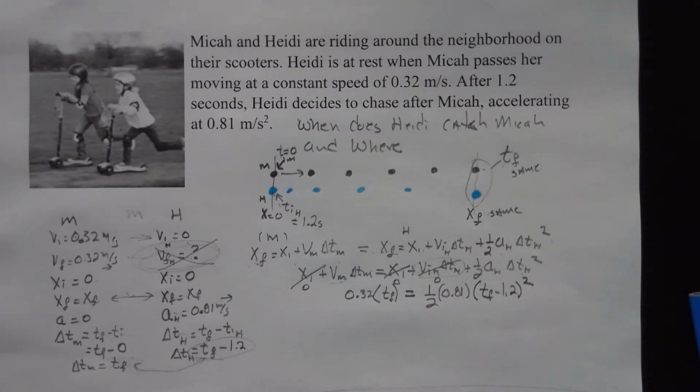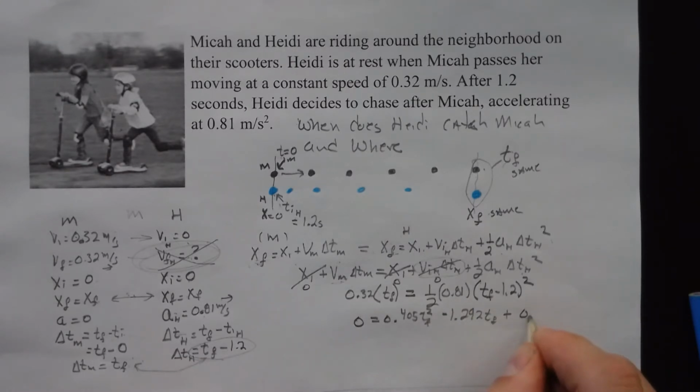Now you can do a bunch of algebra. If you rearrange this, you end up with the following quadratic. You have to FOIL this and move all the t finals to the same side. You get that 0 is equal to 0.405 t final squared, minus 1.292 t final, plus 0.5832. And I'm pretty sure that's what that all works out to be.